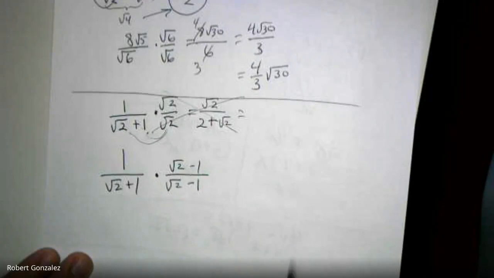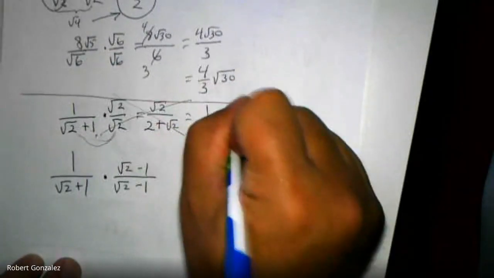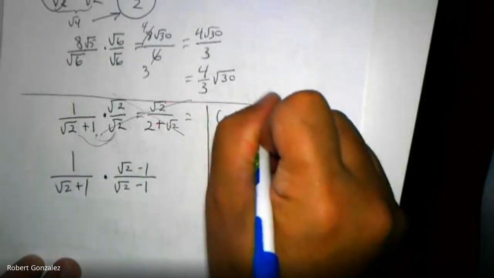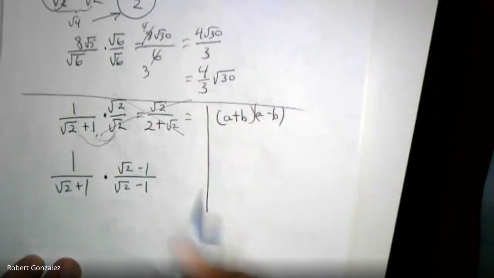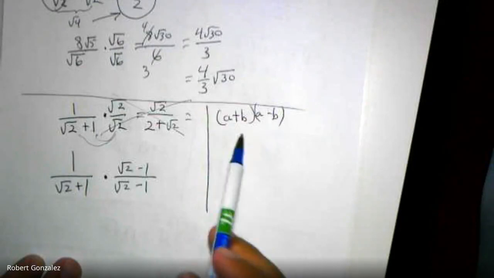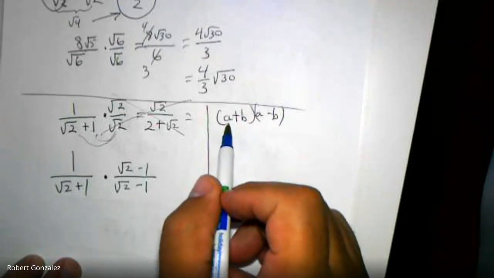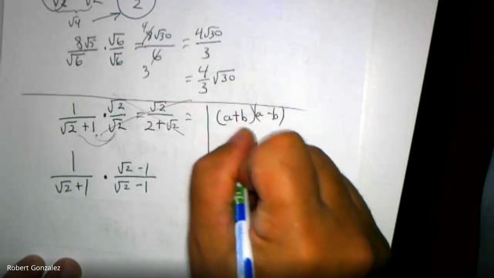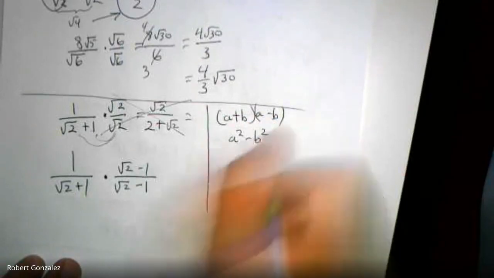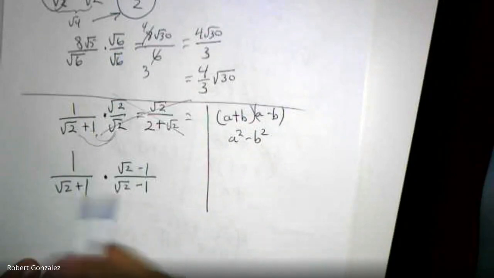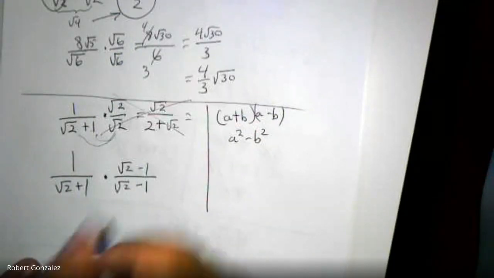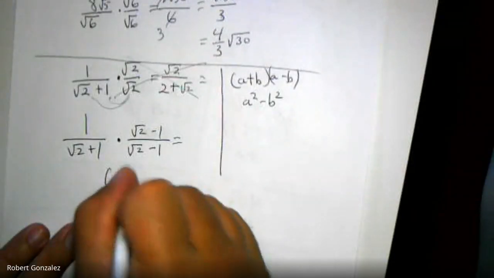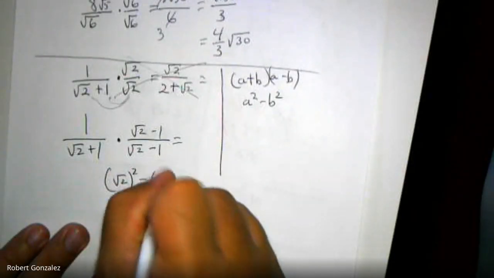Okay? Now, quick sidebar before I continue. Do you remember how to do a plus b times a minus b? That's the difference of two squares. When you FOIL it or expand it or distribute it, you're going to come up with a squared minus b squared. Well, the same principle is going to help us out here because our denominator is now going to be radical 2 squared minus 1 squared.